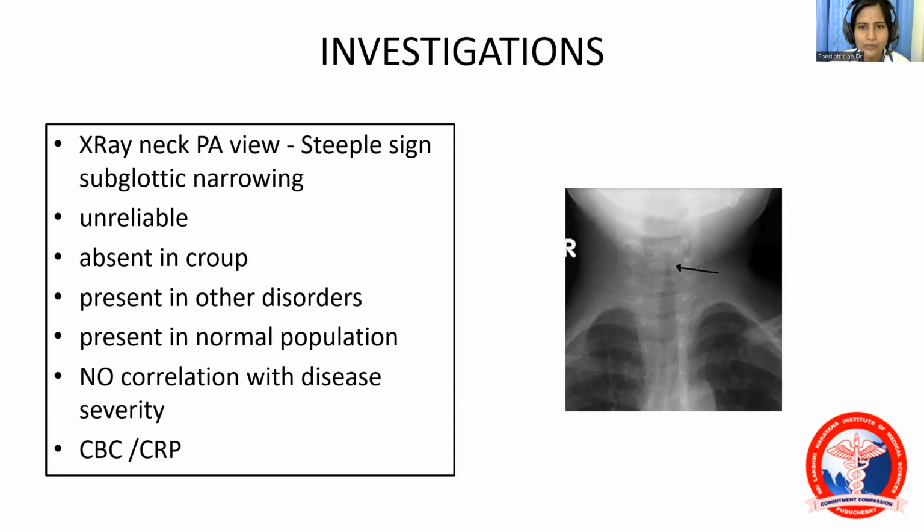It is not pathognomonic for croup. It is an unreliable sign. It may be absent in croup also. It can be present in other disorders causing subglottic narrowing, and it can be present in the normal population also. There is no correlation with disease severity. So it is always a clinical diagnosis where we diagnose acute laryngotracheobronchitis. Another investigation we order is CBC and CRP, because of viral infection. In CBC there won't be much leukocytosis, but lymphocyte predominance can be seen, and CRP is negative or mildly positive.